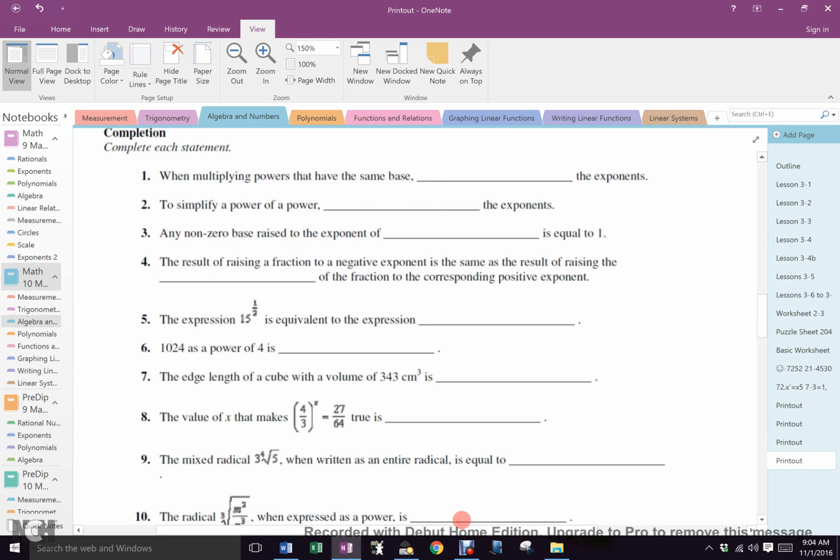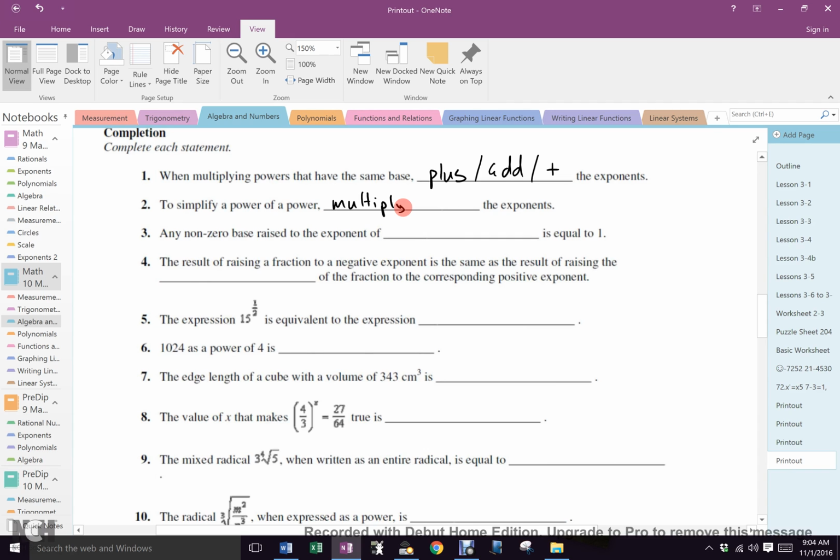When multiplying powers that have the same base, you plus the exponents. See what I did there? No, you add the exponents, of course. But some of you will be so lazy, you might have actually written a plus sign. How many of you were that lazy? Be honest. No one lies. To simplify a power of a power, you multiply or times them.